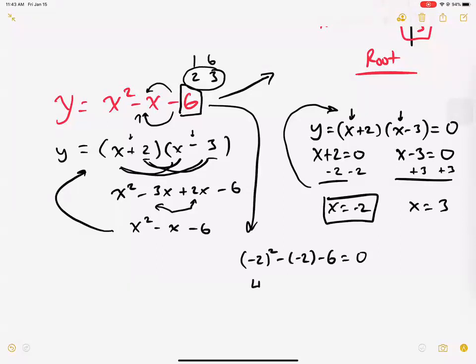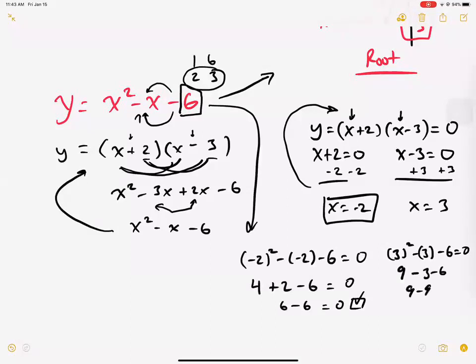Negative 2 squared is 4, plus 2, minus 6. 6 minus 6 is 0. Oh my gosh, negative 2 was an answer. Let's try 3. 3 doesn't look like it. 3 squared minus 3 minus 6. Would this also become 0? 9 minus 3 minus 6. 9 minus 9. Oh my goodness, this is also 0.